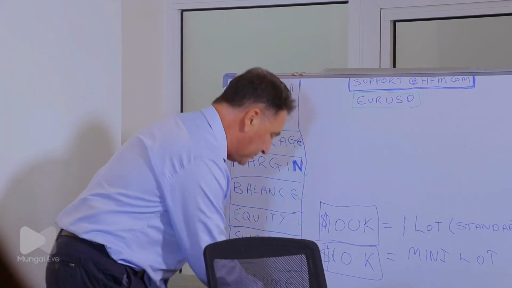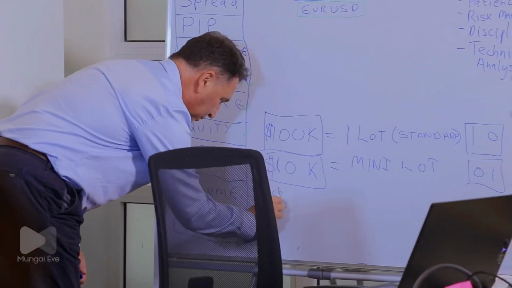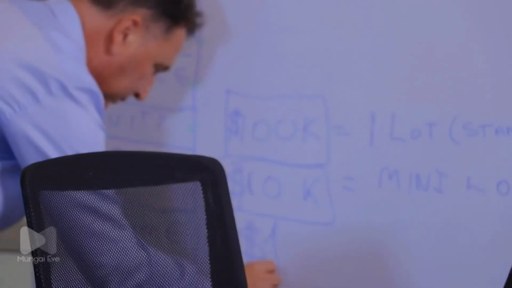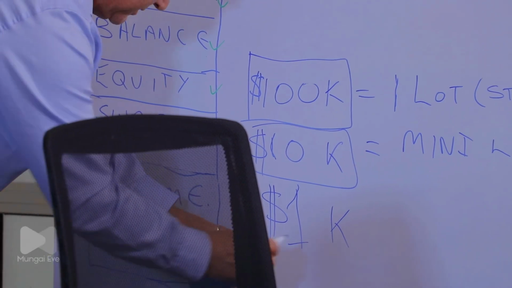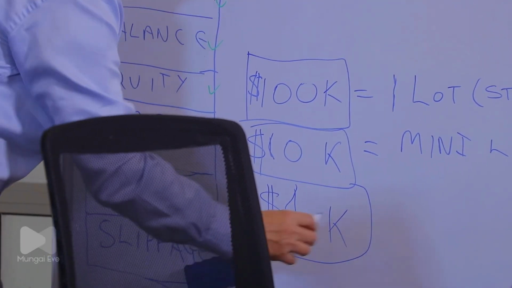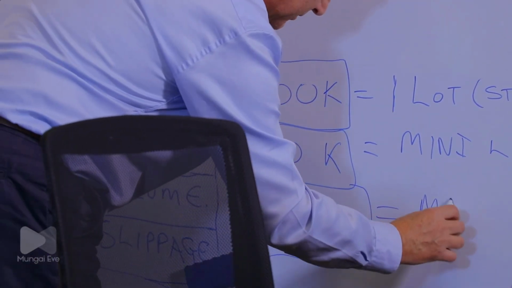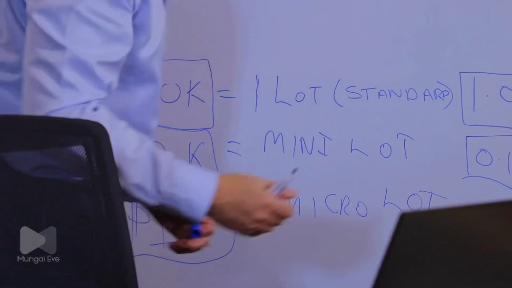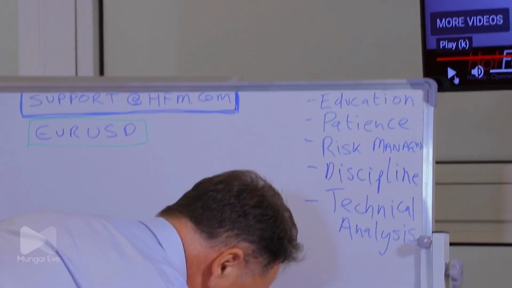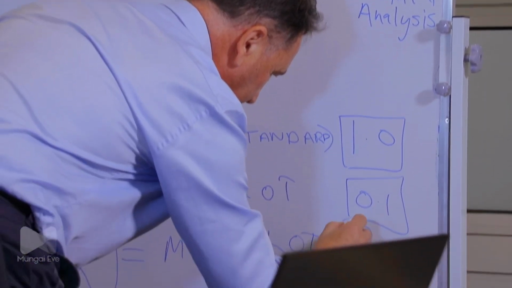And then they introduced another thing that was only equivalent to $1,000. Excuse my writing. I make a terrible teacher writing on a board. And that they called a micro lot. That's 1/10 of a mini lot. So we've now got 0.01.